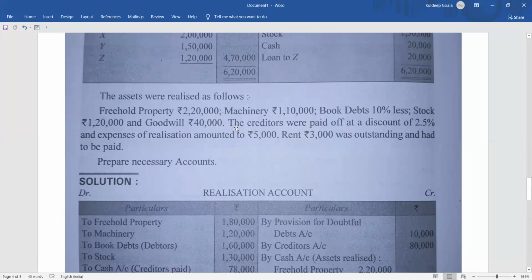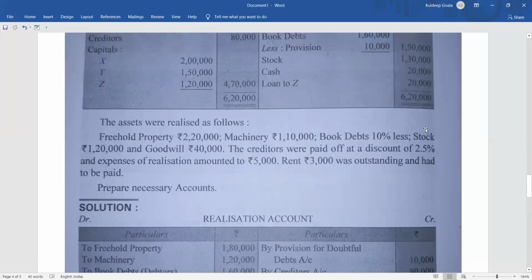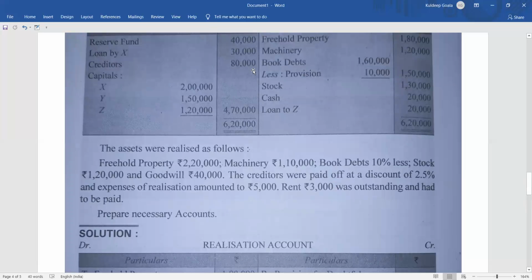Then comes the next one. The creditors were paid off at a discount of 2.5%. So what were the creditors? We'll only see how much payment we have made, how much we have received. We are not required to see discount and all. We don't need to give an entry for the discount. Just we'll find out the discount amount and we'll deduct and pay him off. So 2.5% of 80,000 will be how much?